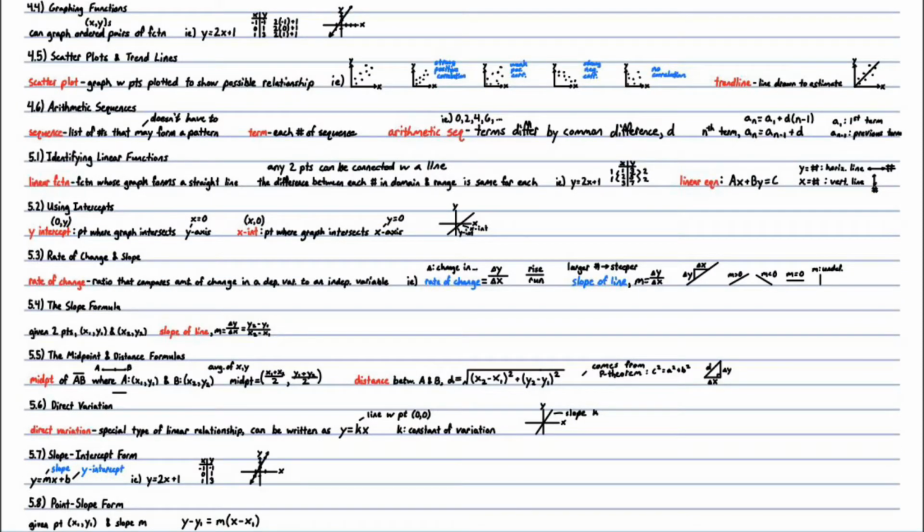Graphing functions. Inputting x values into functions outputs y values. x and y together form ordered pairs of the function, x, y. The ordered pairs can be graphed on a coordinate plane.